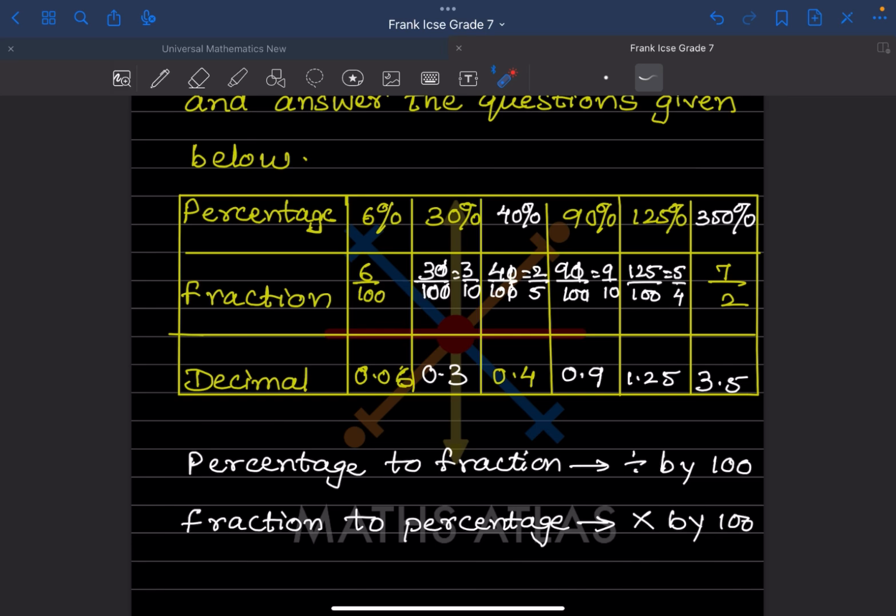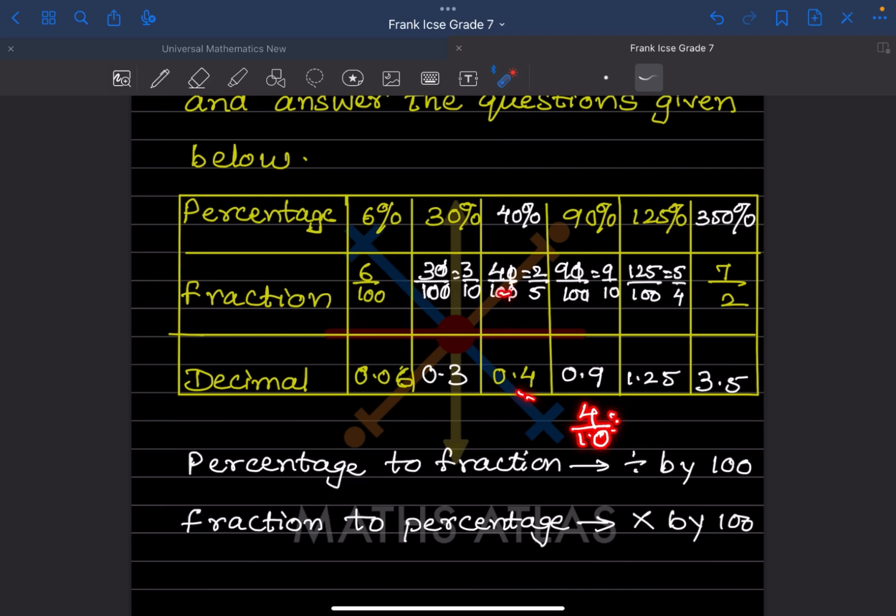Now here, this was not given, and this also was not given. So what will you do here? This is given as 0.4. How did you get this? 0.4 means in fraction it is going to be 4 by 10. So here, 0.4 means 4 by 10.